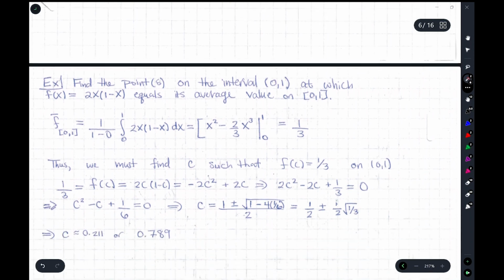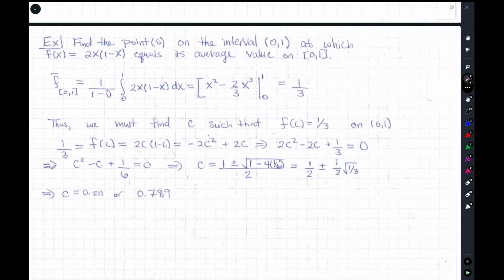So let's look at a concrete example then. For this problem, we want to find the points on the interval 0 to 1 at which this function, 2x times (1 minus x) times (1 minus x), equals its average value on [0, 1]. So what do we do? The first step is to find the average value, right? We just plug and chug into that formula, and you get that the average value of this function is 1/3 on that interval. And so now we have a different problem. Let's solve for the point c such that f of c equals 1/3 on [0, 1].